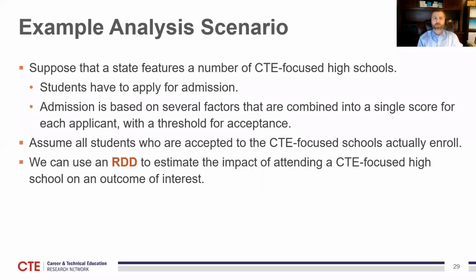So, to motivate what I'm going to show you, we came up with a hypothetical scenario. This is very similar to the setup of Sean's paper, where you can suppose that a state has a number of CTE focused high schools. Students have to apply for admission, and their application has to meet some threshold to be eligible to enroll. For what I'm going to show you, we're going to assume that all the students that are accepted actually enroll in the schools. So we're going to use RDD to estimate the impact of attending the school on an outcome.